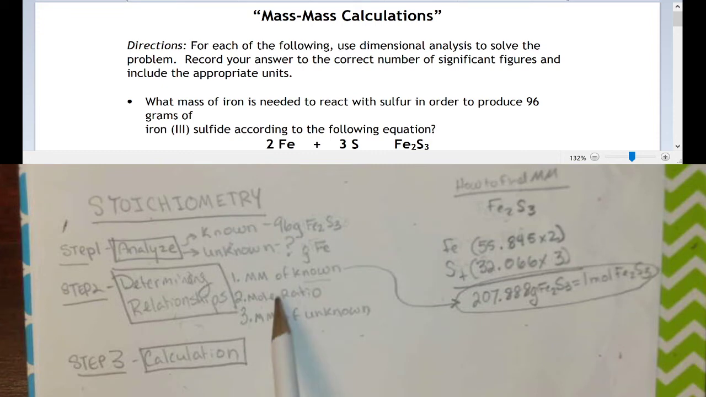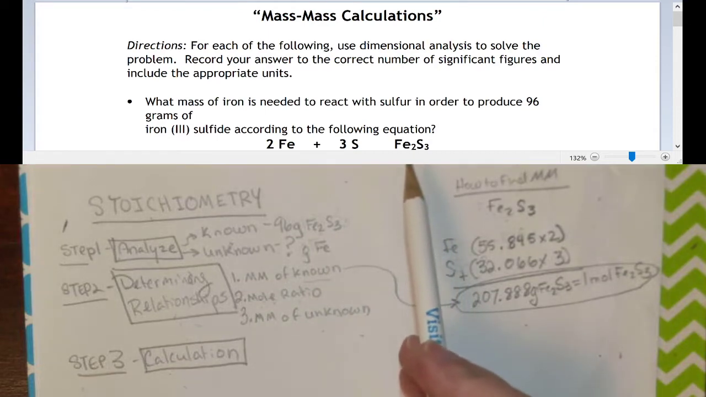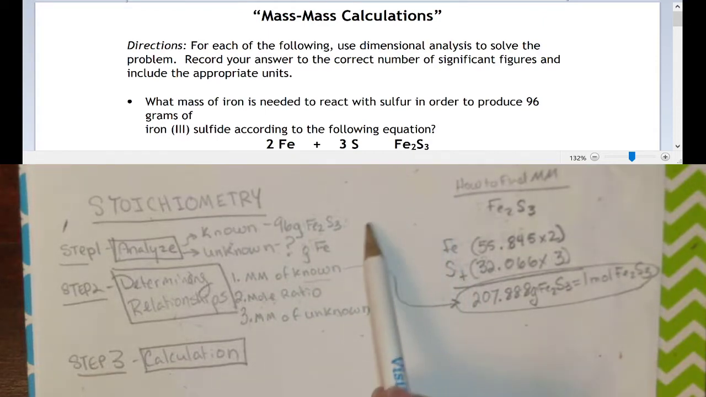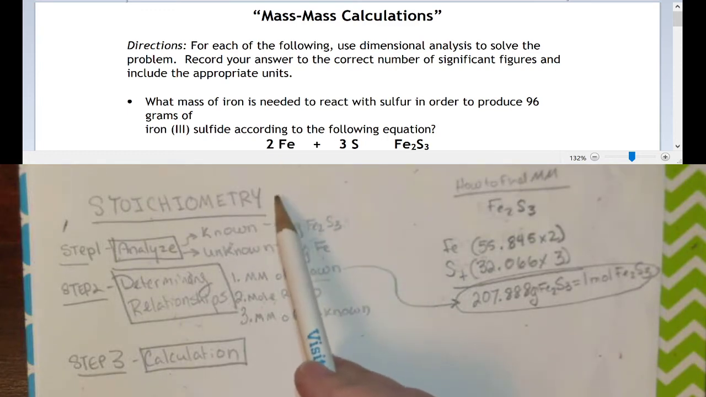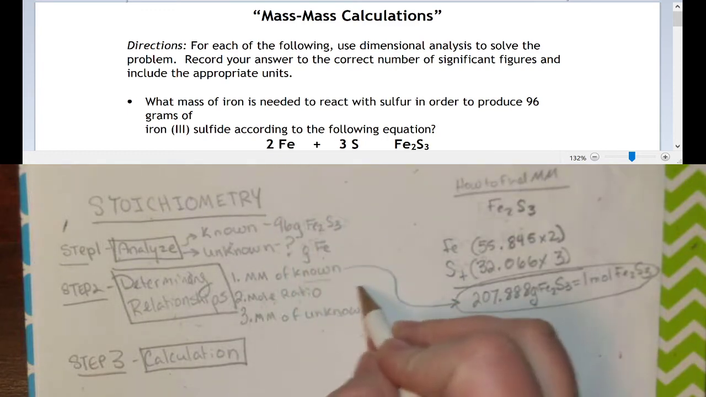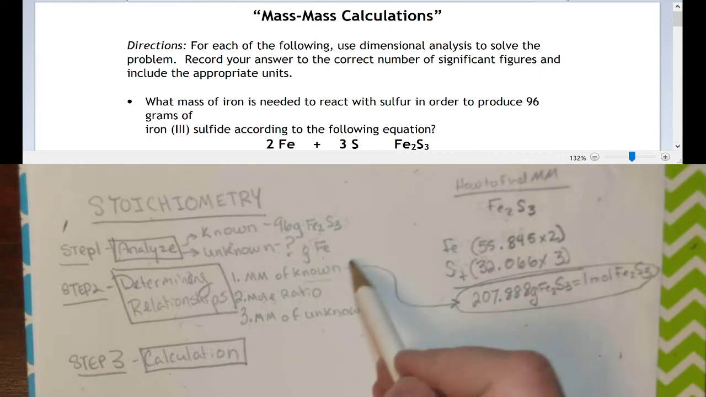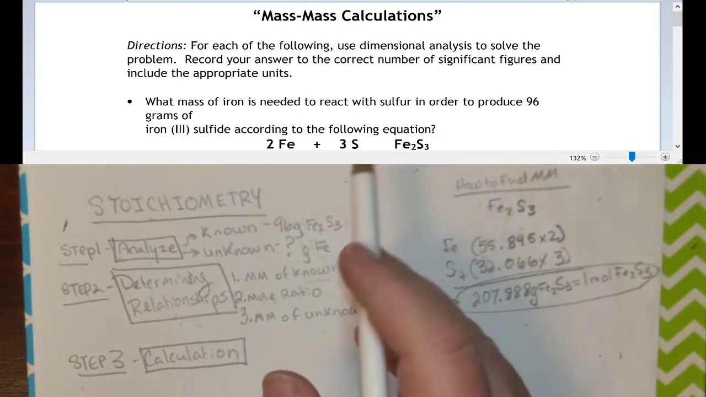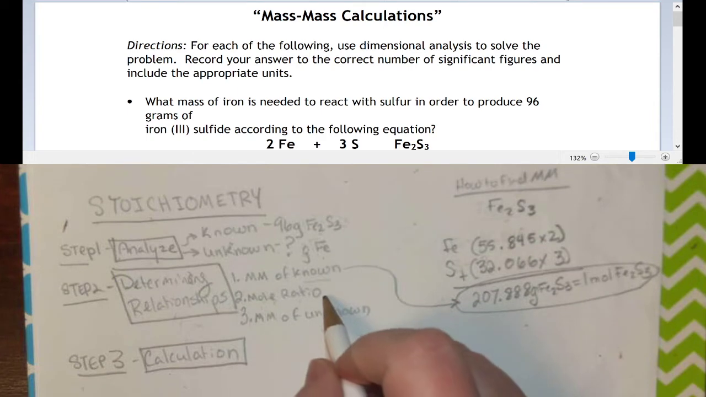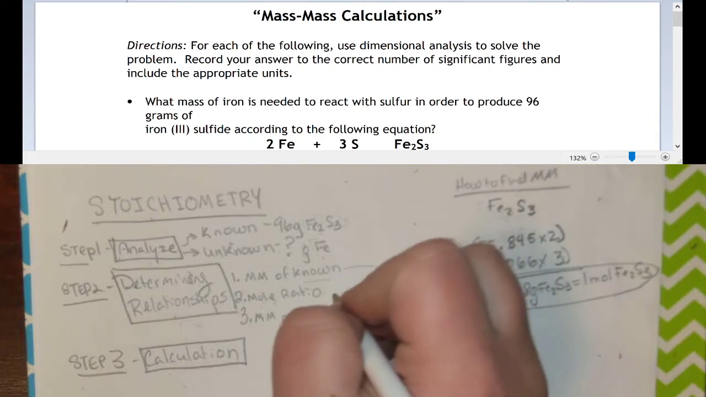Next, we're going to look at the mole ratio. The mole ratio comes from the balanced equation, and it's of your known to your unknown. So we're looking at our Fe2S3. We go over here. Looks like there's 1 Fe2S3 for every one of our unknown, which is Fe, for every 2 moles of Fe. We should really probably write that down. You can also circle it. I can't circle it in this case because I didn't write it down myself. So I'm just going to rewrite it over here.